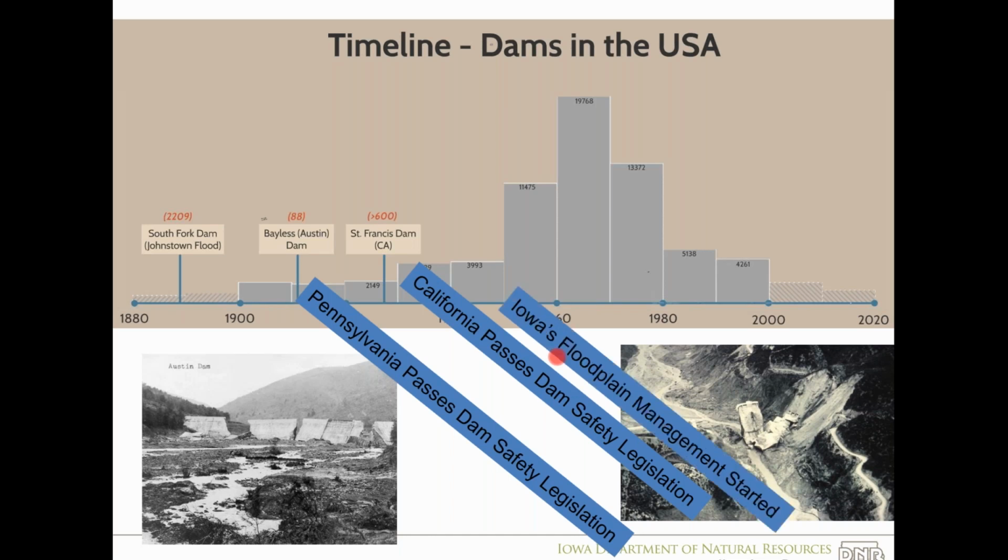And I went ahead and put a couple notes about Iowa's history in here too, even though we didn't have a significant dam failure early last century. The 1950s is when Iowa's floodplain management program first started. And then, as we'll see in future slides, in the late 1970s, when the national dam safety programs were going, is when we could say that Iowa started up an official dam safety program.